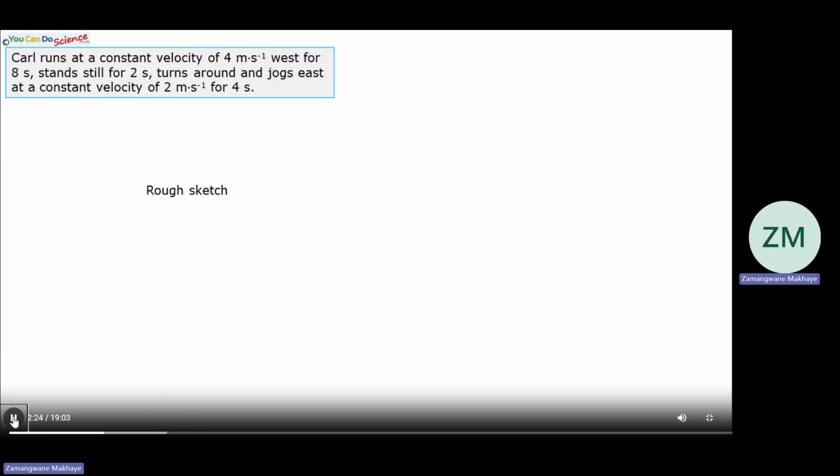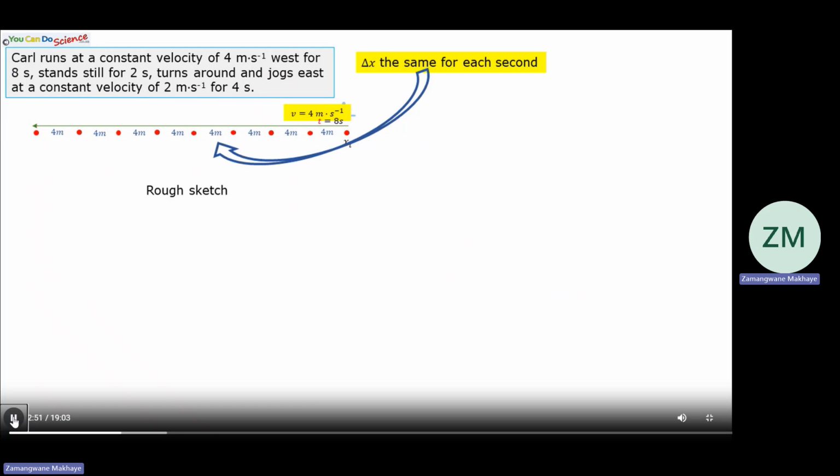Before you draw a graph, you must be sure that you understand the information by adding it to a rough sketch. Do you still remember what constant velocity means? The change in position for each second is the same. Carl moves west at a constant velocity of 4 meters per second for 8 seconds. In each second, 4 meters are covered.